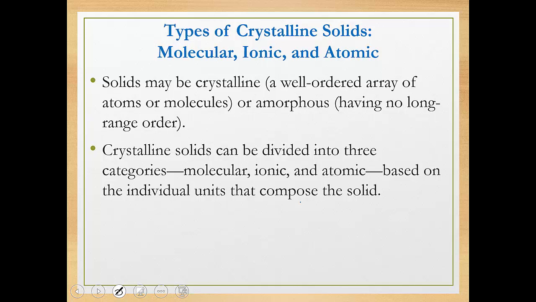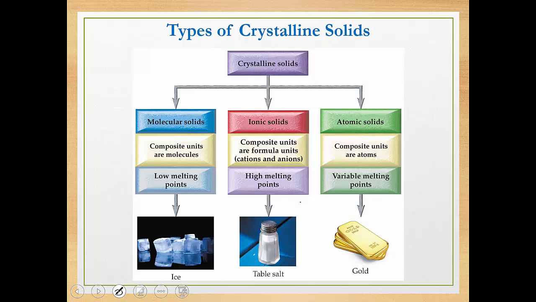All right, so crystalline solids, we said there are three types: molecular, ionic, and atomic. This is based on the individual units that make up the solid. So let's take a look at those. The composite units for molecular solids are molecules. So it's just an orderly arrangement of molecules of one type. And these tend to have relatively low melting points, such as ice.